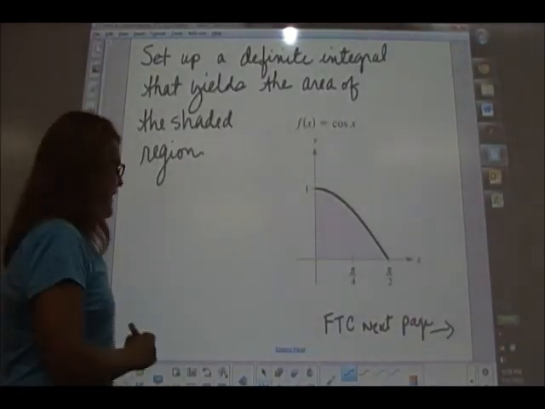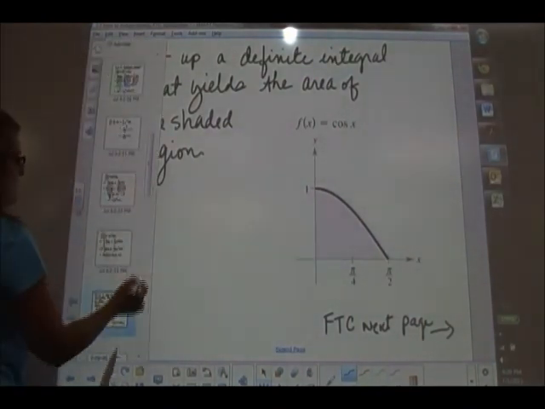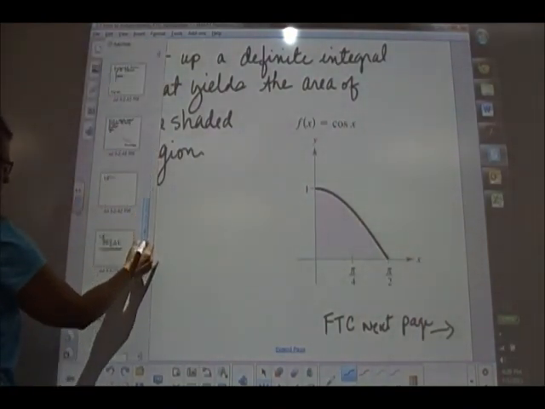Now, I got a break built in somewhere in here. I promise I do. There is a break coming up in a minute.